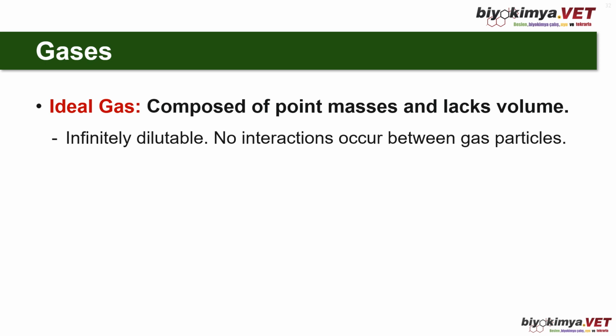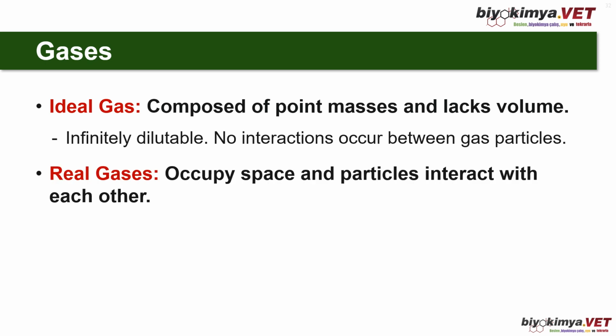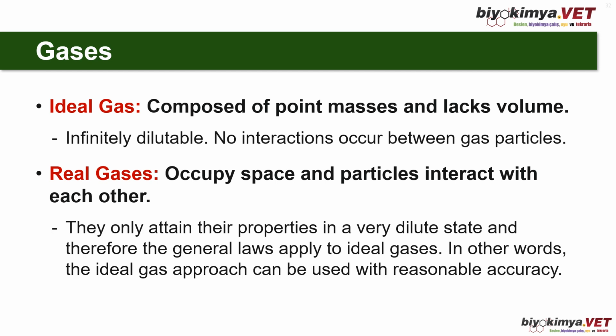In fact, gases at room temperature, or close to room temperature, and pressures close to atmospheric pressure, are, for most gases of interest to us, very close to being ideal. Real gases occupy space, and particles interact with each other. They only attain ideal properties in a very dilute state, and therefore the general laws apply to ideal gases. In other words, the ideal gas approach can be used with reasonable accuracy. Real gases approach the ideal gas at high temperature and low pressure. Real gases move away from the ideal at low temperature and high pressure. Gases with small molar mass and low polarity are the gases closest to the ideal, such as hydrogen gas.